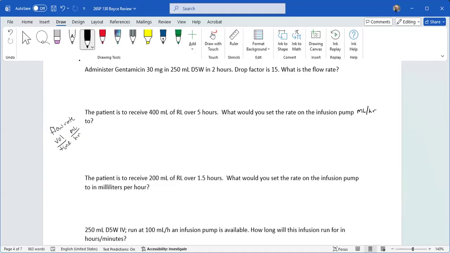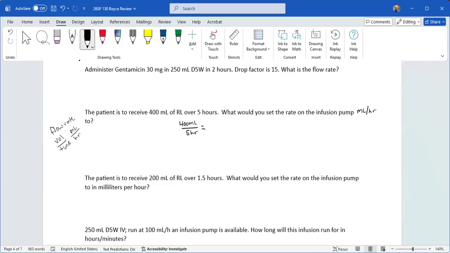So, same thing for your infusion rate. All you're going to do is take your volume, the 400 milliliters, over the time, 5 hours, and then you're just going to reduce that to get an answer for this. So let me just plug that into my calculator.